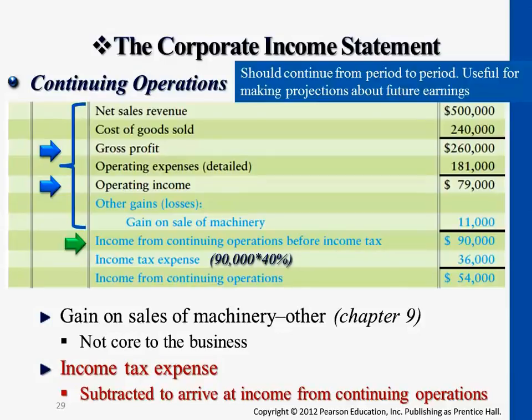Okay, so for income tax here, again, the tax rate will be given to you. What you need to do is, when the problem tells you the net income amount for continuing operations, just multiply by the tax rate and find out what's really remaining in the business: $54,000 after tax.